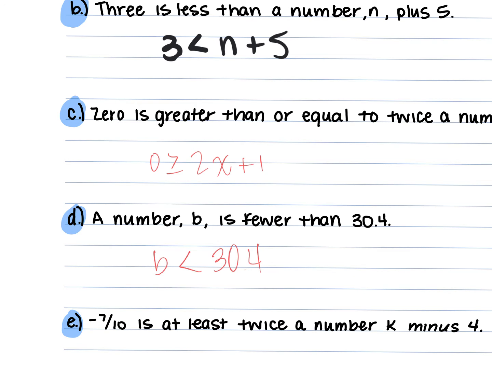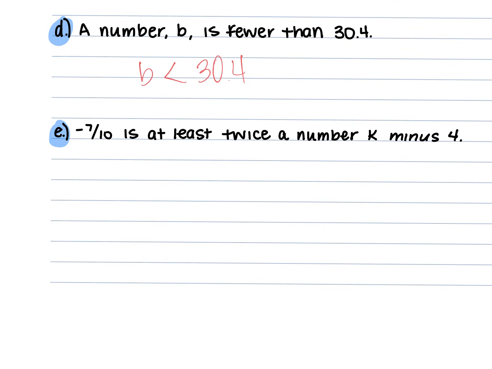Okay, check your answers with what's on the board. 0 should be greater than or equal to 2x plus 1. And B needs to be less than 30.4. Check whether you got it right. And if you did, help your group. Okay, any questions on C or D? Okay, let's do E together because E is a little bit different.